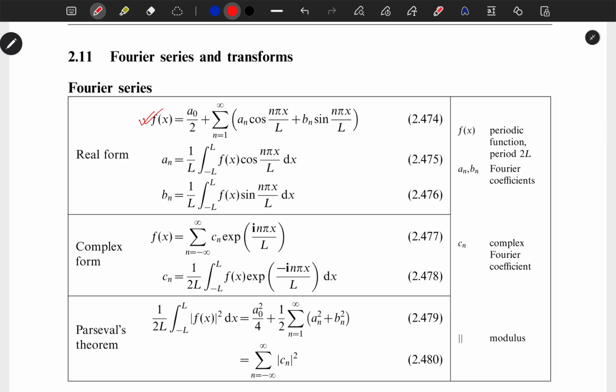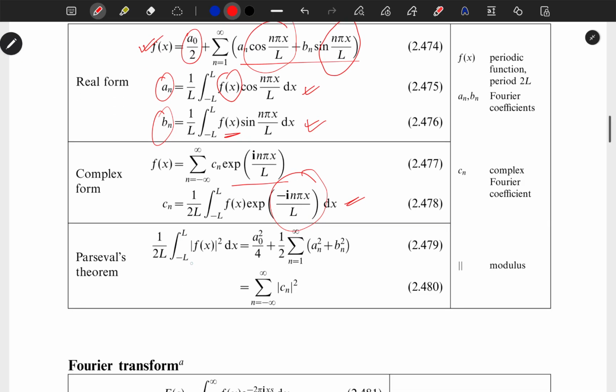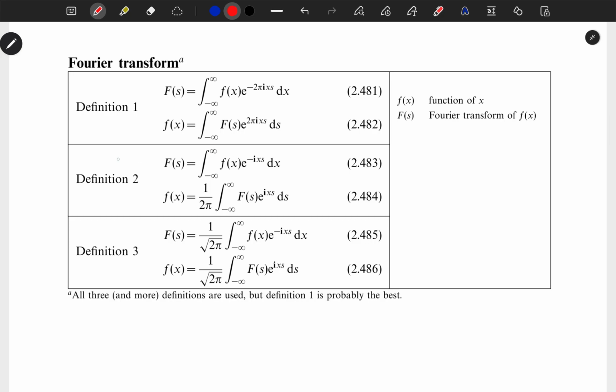Now Fourier series: f of x equals a0 by 2 plus summation over n from 1 to infinity of an cos n pi x by l plus bn sin n pi x by l. So an can be calculated as 1 by l integration from minus l to l of f of x multiplied with cos of n pi x by l dx. Again bn we calculate as 1 by l integral of f of x times sin of n pi x by l dx. Complex form: we can write e to the power i n pi x by l, and cn can be calculated as 1 by 2l integral from minus l to l of f of x e to the power minus i n pi x by l dx. Parseval formula: 1 by 2l integral of f of x square dx equals (a0 by 2) whole square plus half of the sum of an square plus bn square.